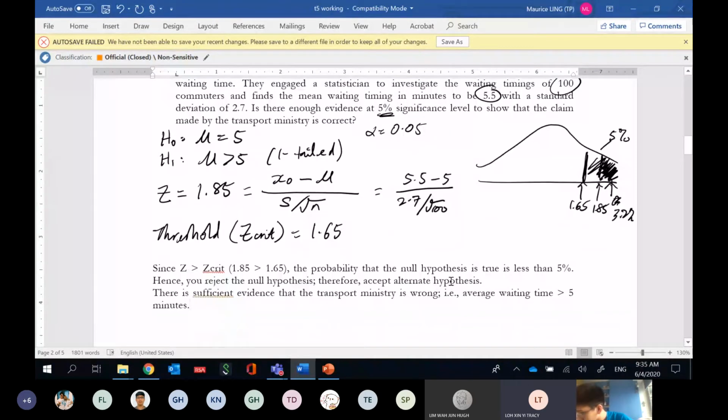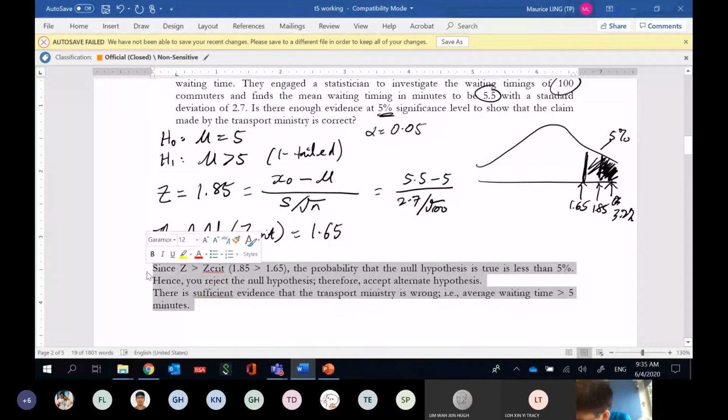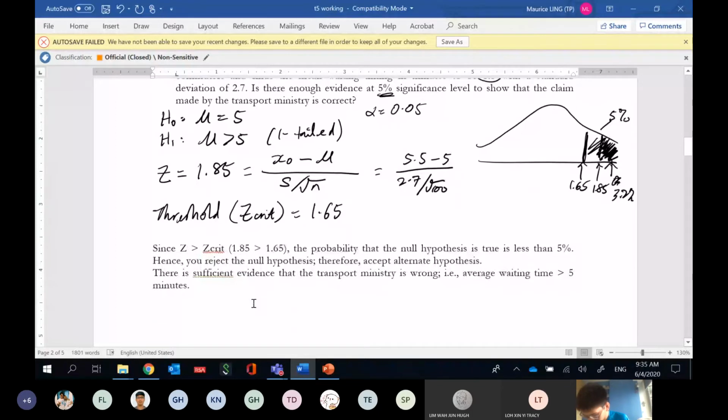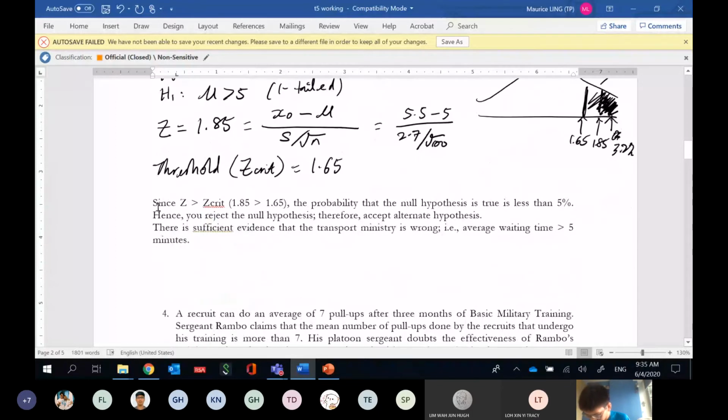This is the 3-step statement that you have to write for every hypothesis test. You state this. If the probability of the null hypothesis is more than 5%, then you fail to reject the null hypothesis, and then you continue writing. It's a very standard process for the last part. Anyone have issues with these 3 statements?